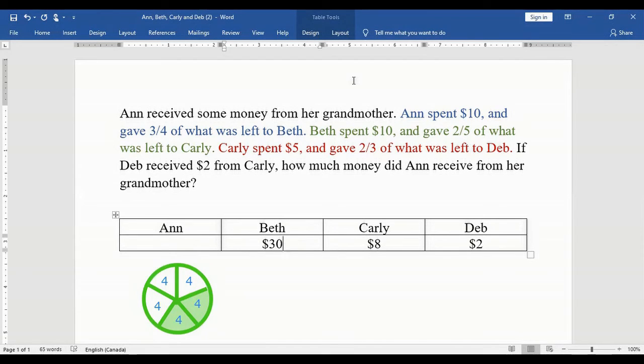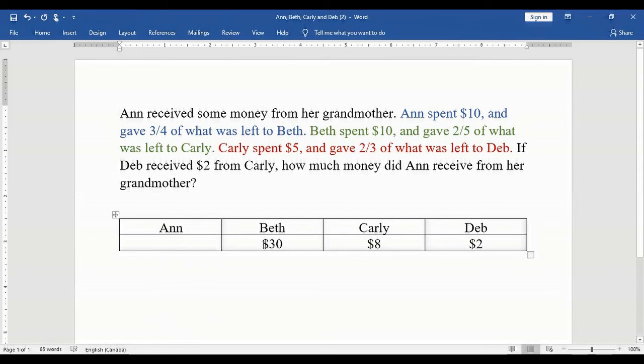Now I'll erase the drawing. And we move on to the blue sentence. The blue sentence states that Anne spent $10 and gave 3/4 of what was left to Beth. All right, so the $30 that Beth received must be 3/4 of Anne's money after she spent $10. Now, if $30 is 3/4, we could see that 1/4 would be $10. Therefore, Anne's money is $40 after she spends $10. And 40 plus 10 is 50. So Anne originally had $50.